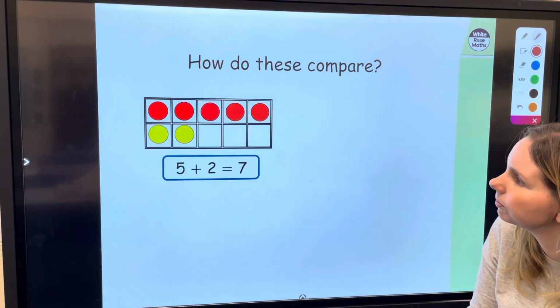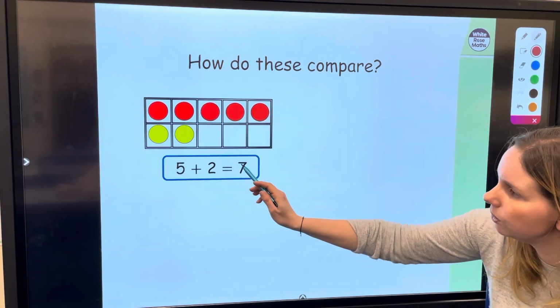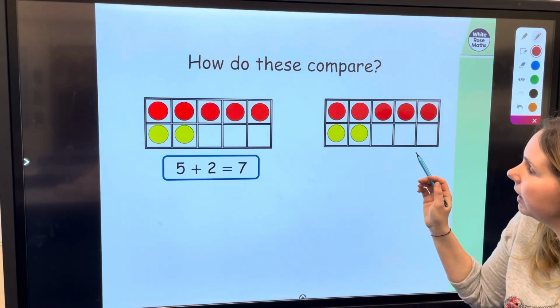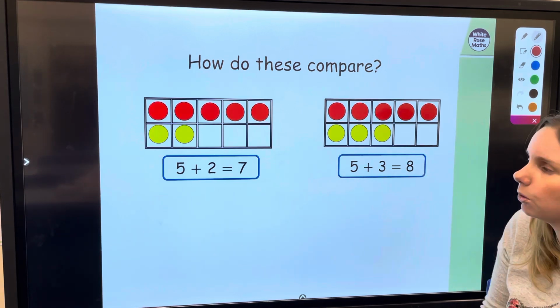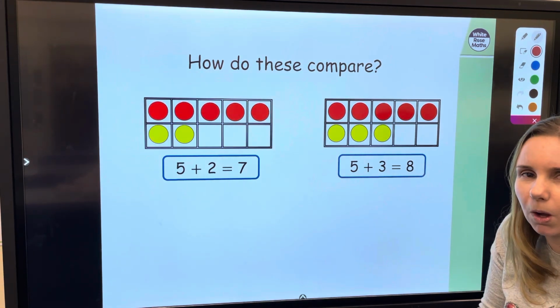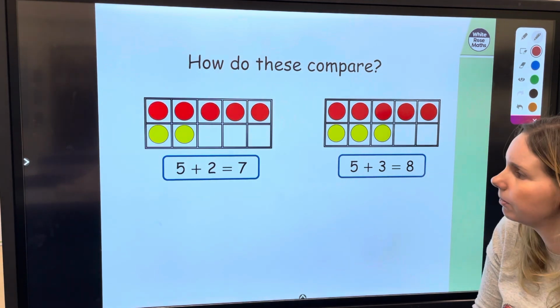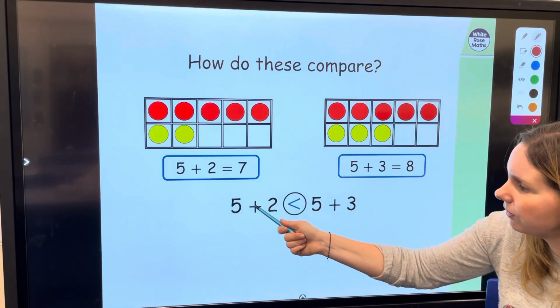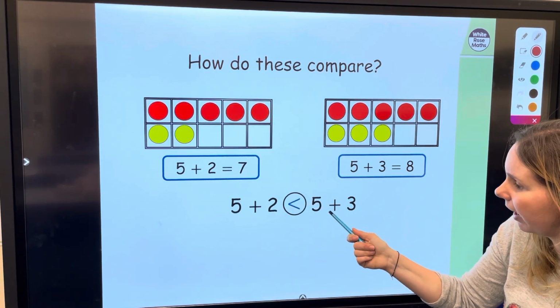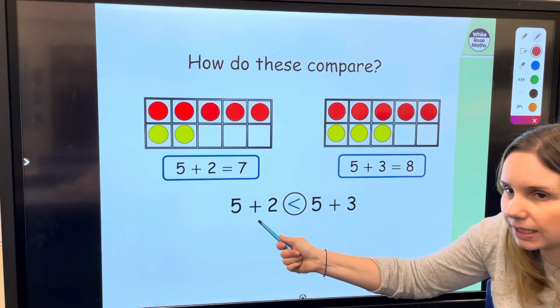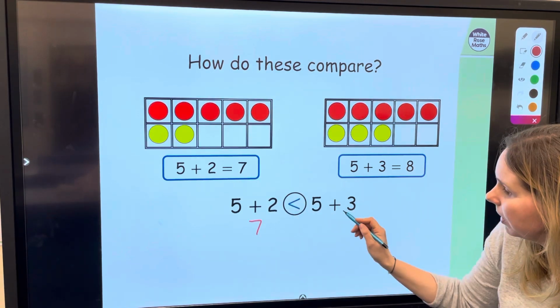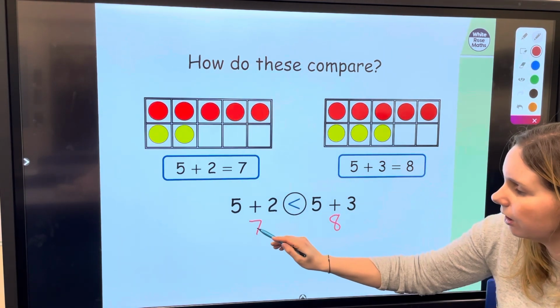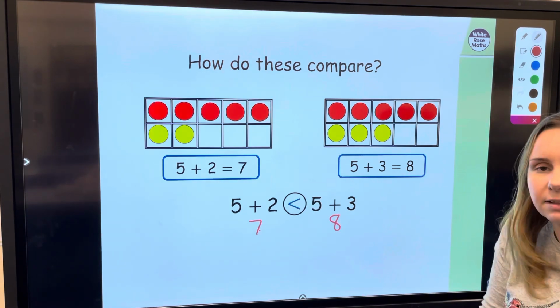Let's have a look. So we've got 5 add 2 equals 7. And here we've got 5 add 3 equals 8. Which symbol would you put? You might draw that at home. Which symbol? Okay, 5 add 2 is less than 5 add 3 because we know that this is 7 and we know that this is 8. So we know 7 is less than 8.